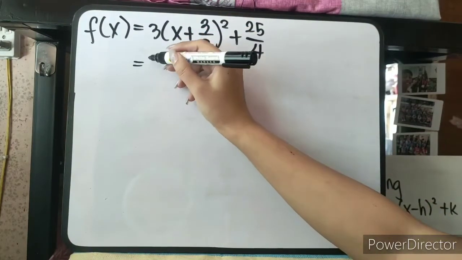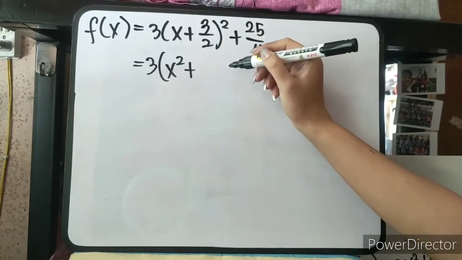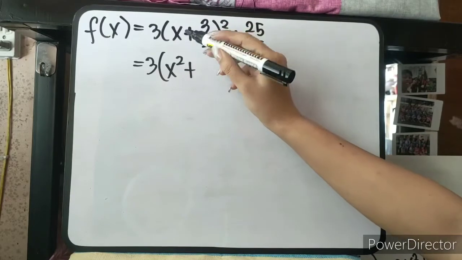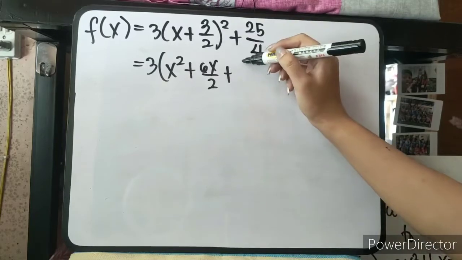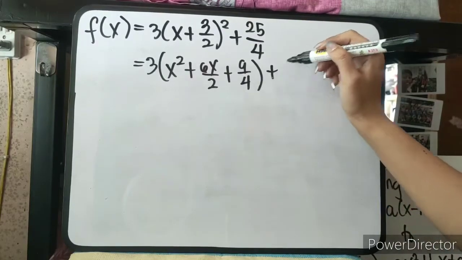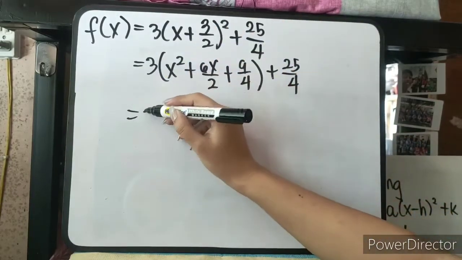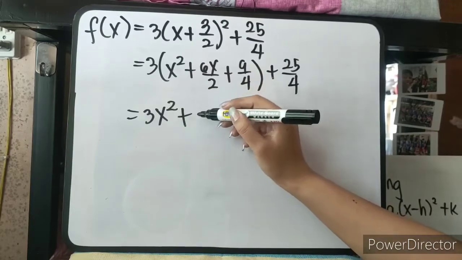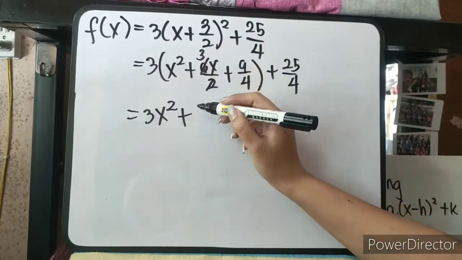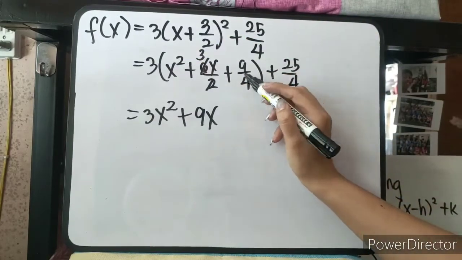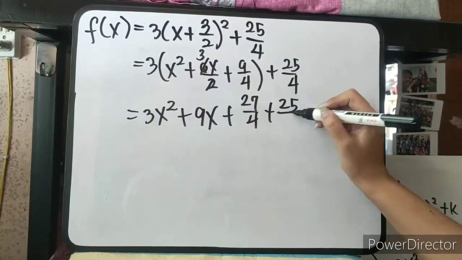So, ang una natin gagawin ay i-expand muna natin yung square nito. So, that is x squared plus 2 times the first term and times the second term. So, 6x over 2 plus 9 over 4 and then plus 25 over 4. And then, distribute natin. So, it will be 3x squared plus ito pag sinimplify natin, it will give us 3. Yeah, so 3 times 3 is 9x. And then, ito walang masisimplify, magiging 27 over 4 plus 25 over 4.